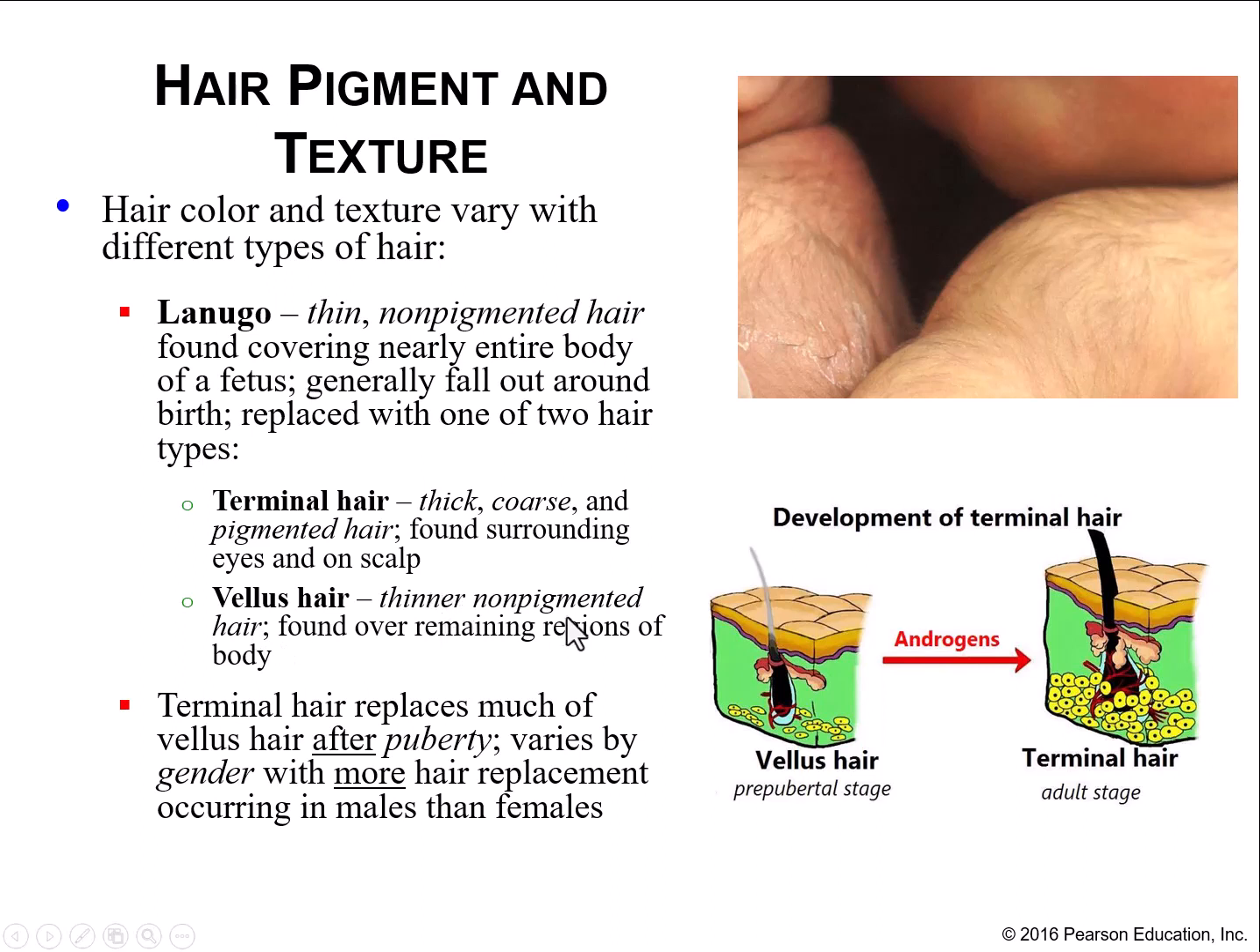Vellus hairs are what we have before puberty. These are a thinner, non-pigmented hair, and you can see how this is not pigmented. Thinner, non-pigmented hair all over the body.